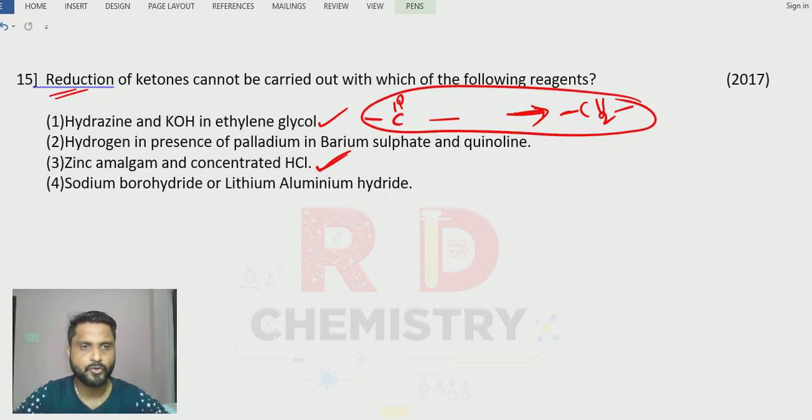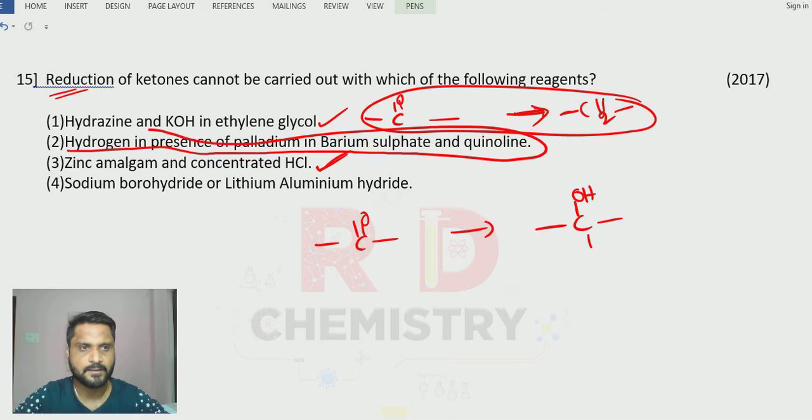Sodium borohydride and lithium aluminum hydride can convert C double bond O into the C-OH group, so it becomes an alcohol. It's a reducing agent. So the answer here is hydrogen in the presence of palladium, barium sulfate and quinoline. This is actually the Rosenmund reduction, for the preparation of aldehydes. Okay.